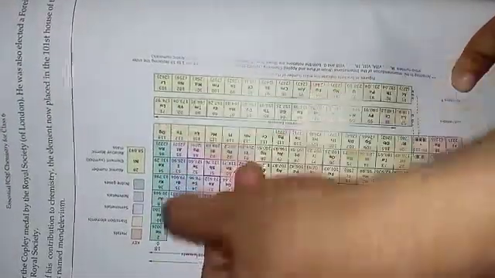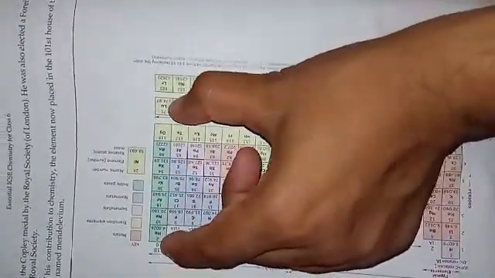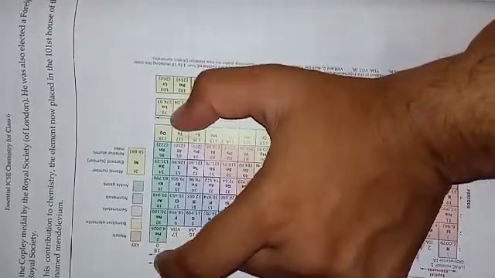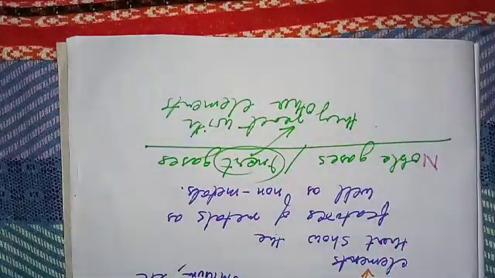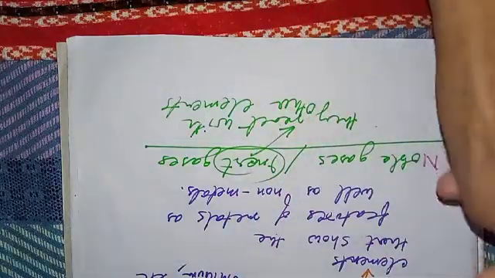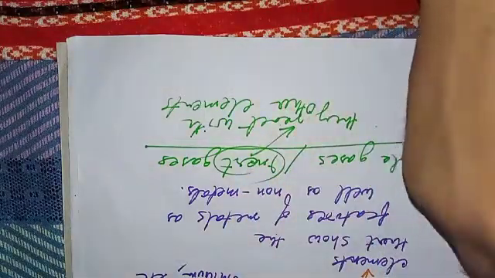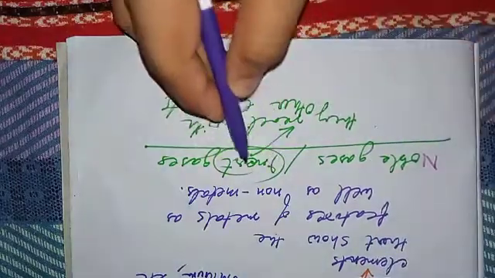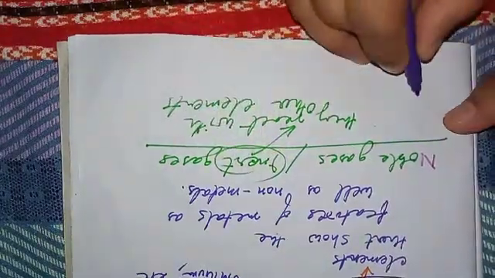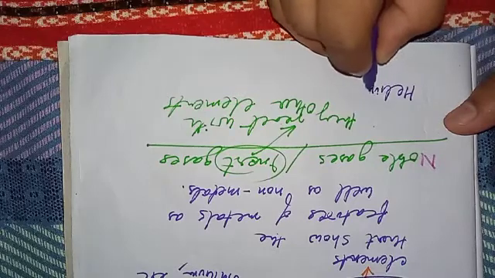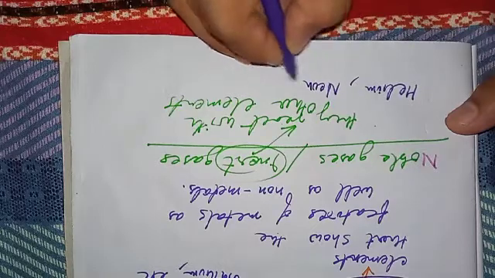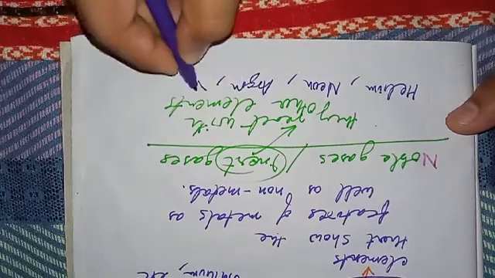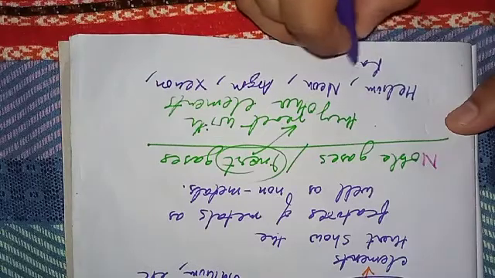This last column is the column of the noble gases, the inert gases. They are gases and they don't react with other elements. That's why they are inert in nature. So they are also non-metals, but they are a special kind of non-metals. Example: helium, used in weather balloons; neon, argon, xenon, radon, etc.